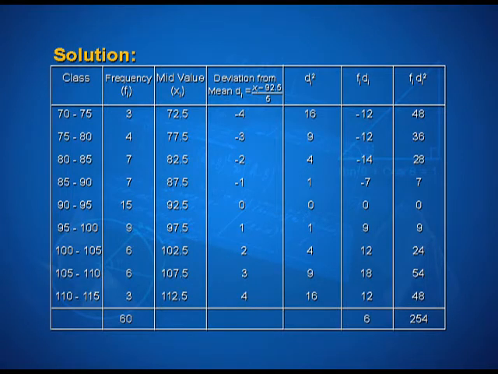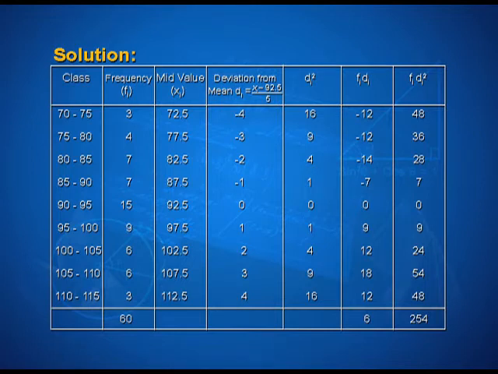Here we prepare a table. First column representing the class intervals, second column representing the frequencies mentioned in the question, third column is showing you the mid values Xi, that can be calculated as 70 plus 75 upon 2, 75 plus 80 upon 2 and in a similar manner we can complete this.